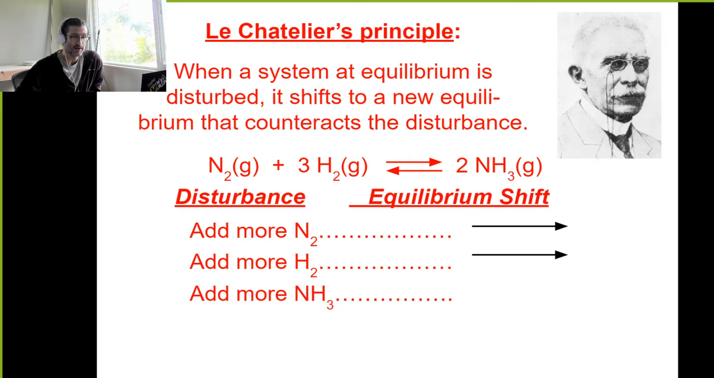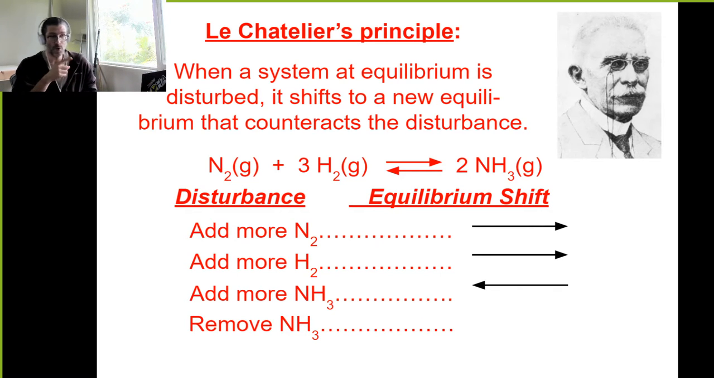Now, if we add more ammonia, because we're forming product, what actually happens is we shift the equilibrium back toward forming reactant. But if we remove ammonia, we can shift that equilibrium toward forming more of our product.